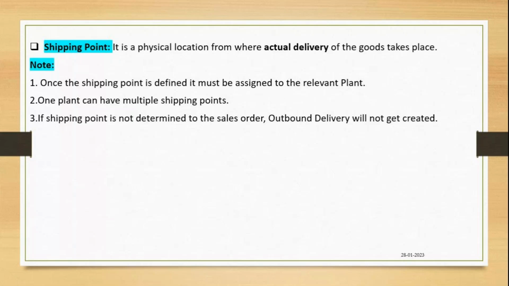In the shipping point, we have one field called departure zone. That is used for route determination. If a shipping point itself is not there, the route will not be there. It's interlinked.